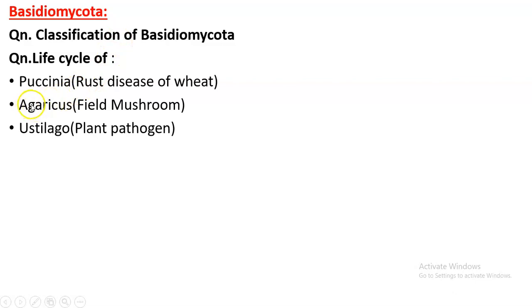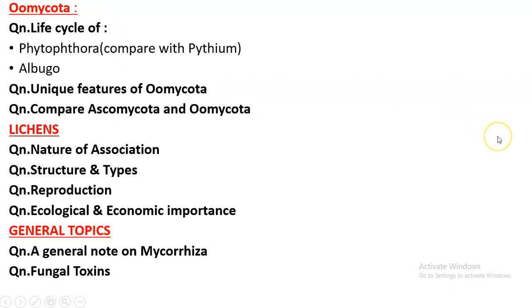Today's agenda will be to see Agaricus. After that, we will be seeing Ustilago. Then we will be moving to fungi-like organisms, among which we will be seeing the phylum Oomycota. Within that, we have to see the life cycle of Phytophthora and Albugo. Then we will be seeing lichens, mycorrhiza, and fungal toxins as general topics.